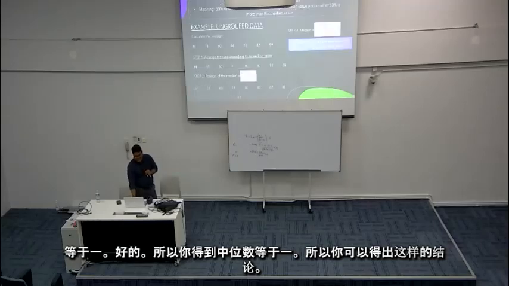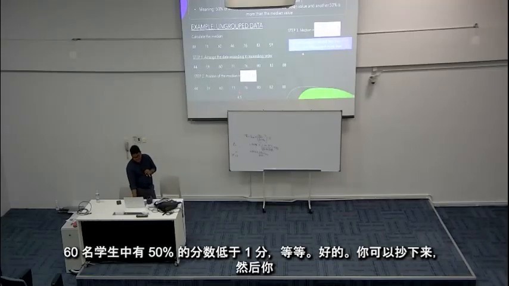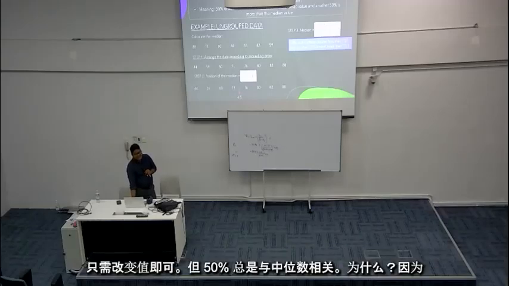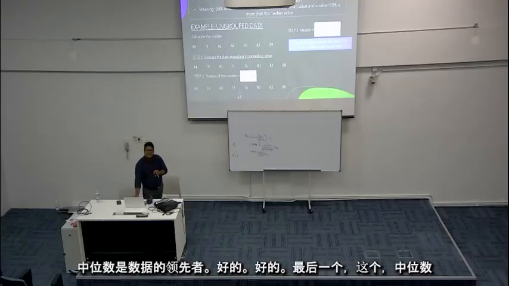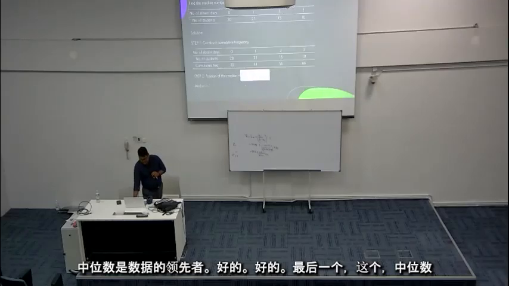So you can make a conclusion like this: 50% of the 66 students score less than 1, and so on. You can copy and then just change the value only. But 50% is always related to the median. Why? Because the median is the middle of the data.